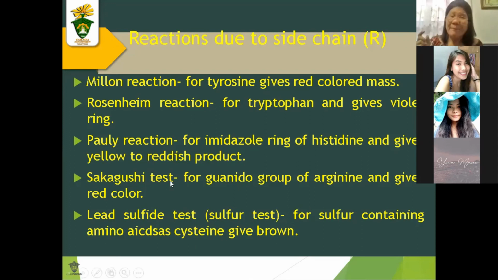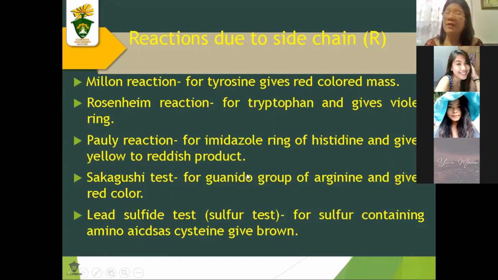We have the Millon test, no? Millon, that is mabalaan ninyo nga naa siya tyrosine, because this will give you a red color. Wala pa nato ni mahimo. Then we have another reagent, the Hopkins-Cole reaction, for tryptophan. This will give you a ring. Violet ba ni? Hindi kay ko klaro. Then we have the Pauly reaction.